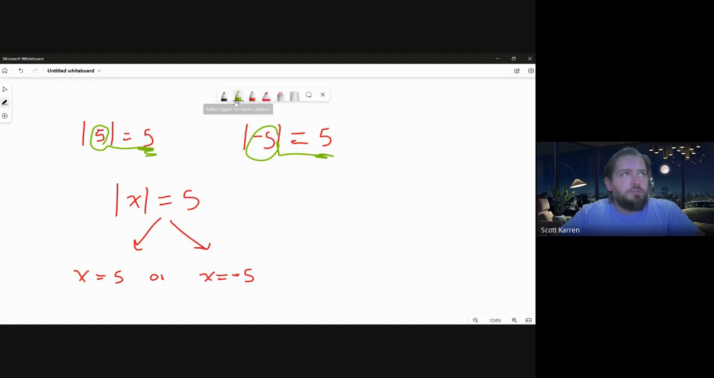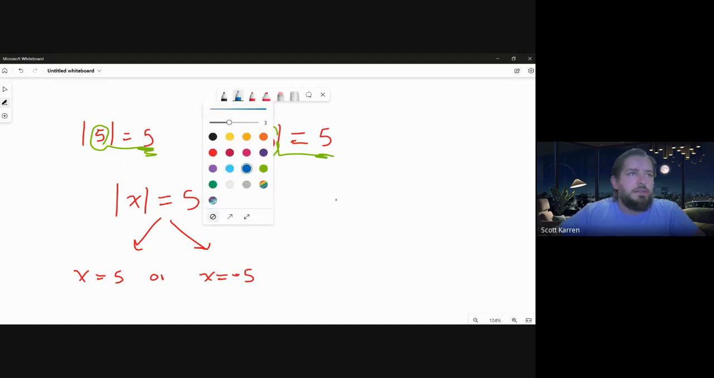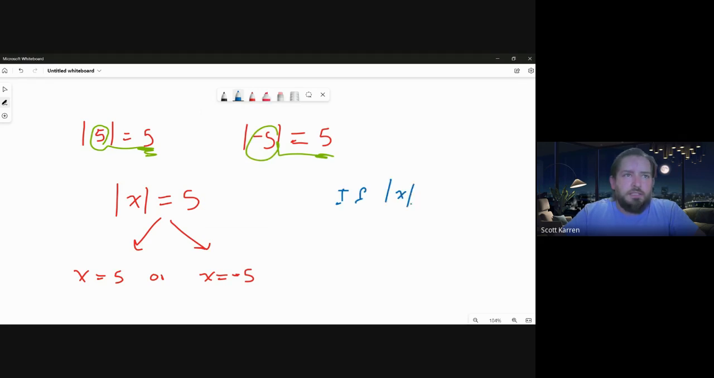And so in general, if the absolute value of x is some value a, then x is either equal to a or x is equal to -a, because the absolute value of those two things is both a, as long as a is greater than or equal to 0.